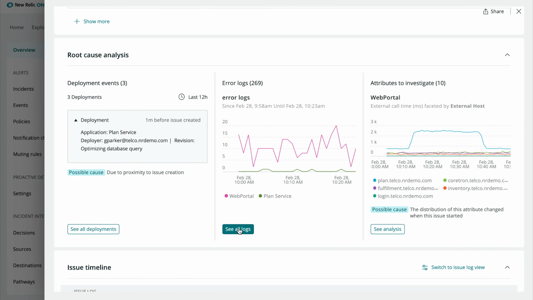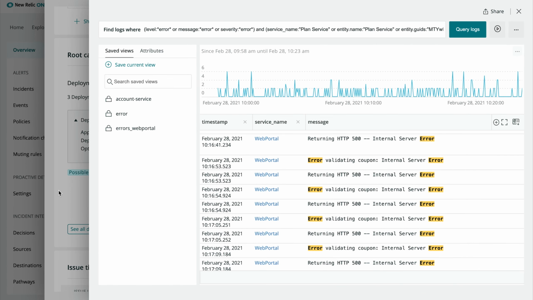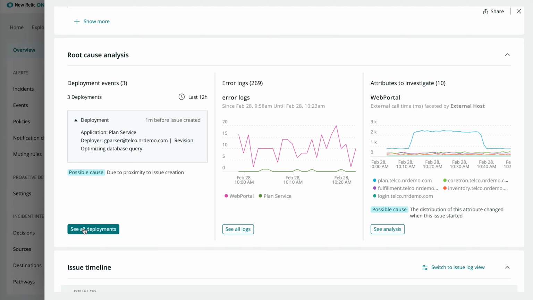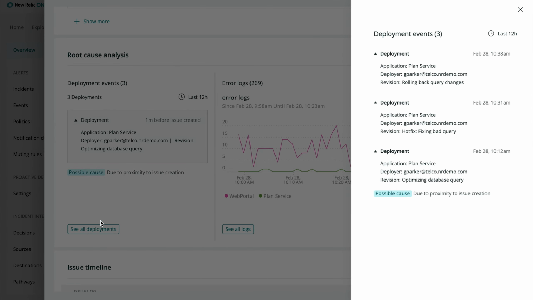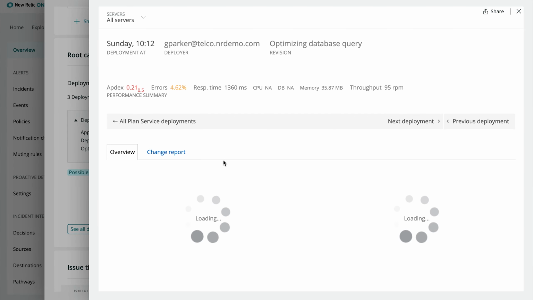Nothing looks particularly off about error logs, but if it did, you could jump in and see and query all logs here. Okay, let's jump to deployments, a common cause of issues. It looks like there was one right around when this issue occurred that could be our cause. Looks like the deployment to optimize the database query, and then there was a hotfix at 10:31, followed by the team rolling back the query changes, which means that hotfix probably didn't work. But let's dig a bit deeper.